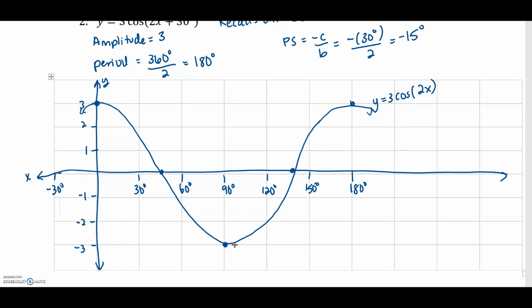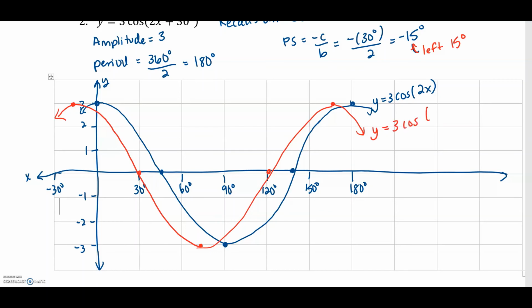Now we want to show the same graph, but taking into account the phase shift. So the phase shift is negative, therefore we're going to go left by 15 degrees. So each of the points in this graph will shift to the left by 15 degrees, which happens to be half a square. And when we graph, we get the following curve, which represents y is equal to 3 cos of 2x plus 30 degrees.